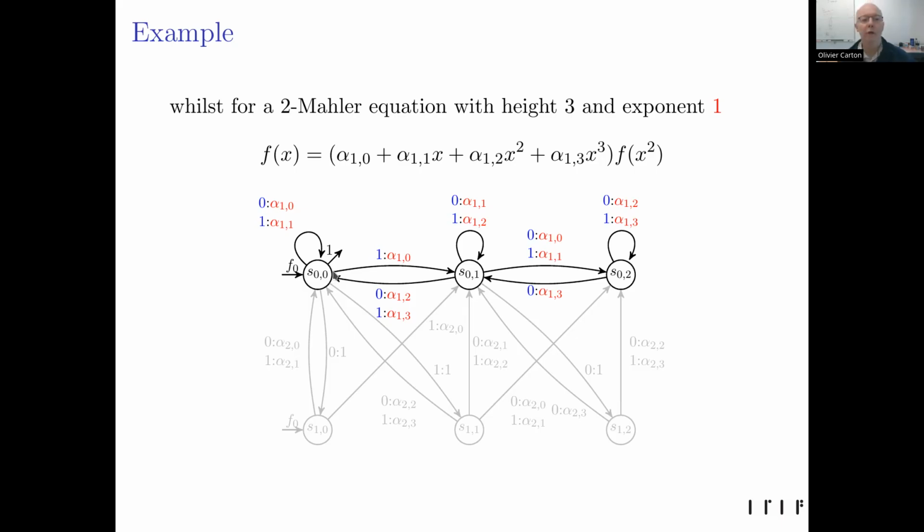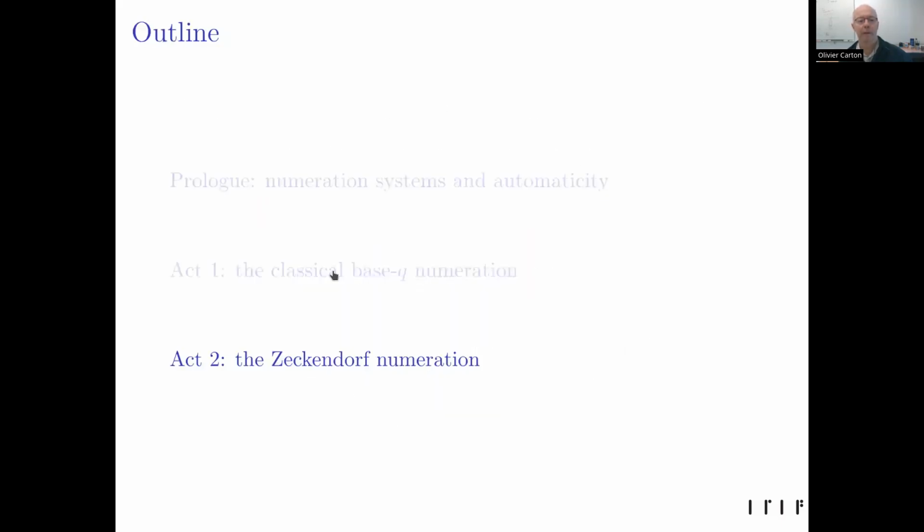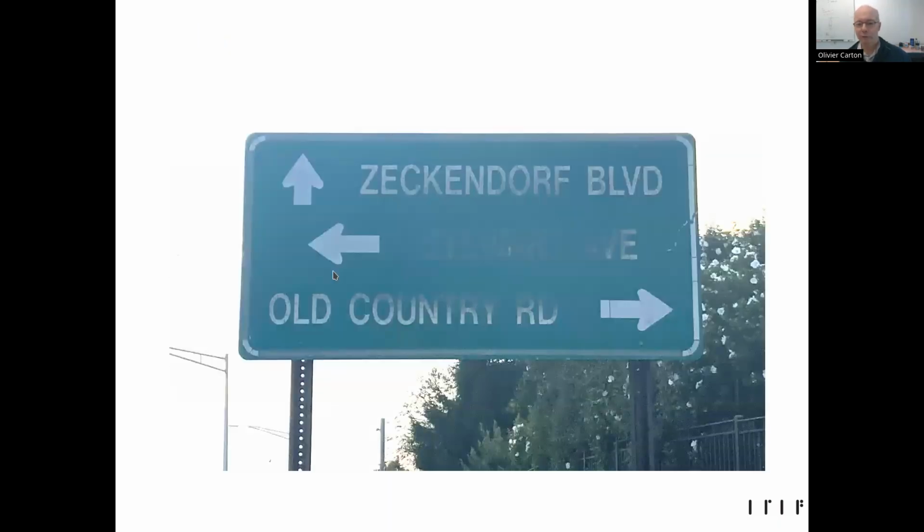Okay, so it was our contribution to give this new construction of the weighted automaton. And actually, we needed this to use it for the Zeckendorf numeration system. And now I will move to this new setting. So let's move to this Zeckendorf Avenue Boulevard.